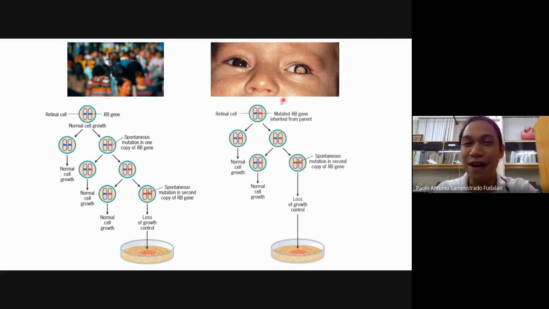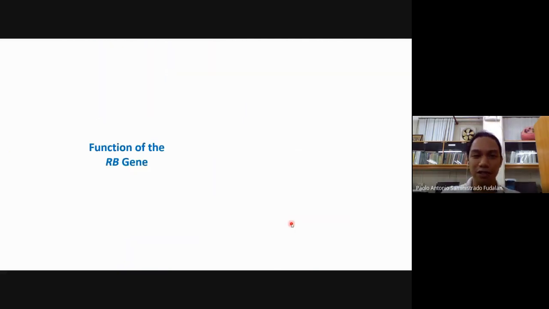But in certain families, kunwari si mama o si papa nag-asawa, then both of them actually already have a mutated RB gene, then there is a very high possibility that they can pass the mutated RB gene to their offspring. And therefore, mas high ang possibility, 90%, that their offspring will have retinoblastoma. So, it's inherited. Okay? So, this is the case of retinoblastoma.